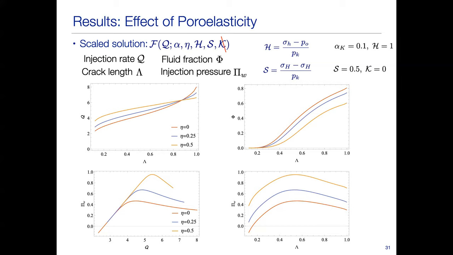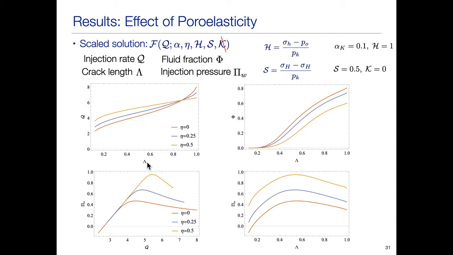That was a few more results. Let me just show, for example, this one here, which links, depending on the value of the poroelastic parameter, different curves, and this is the injection rate versus the crack length.